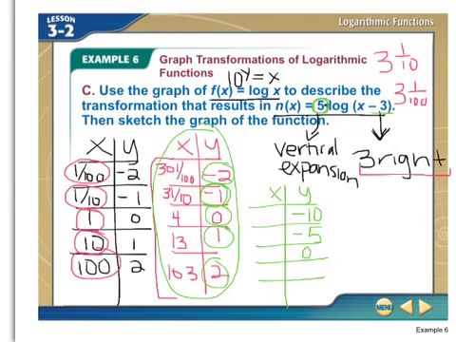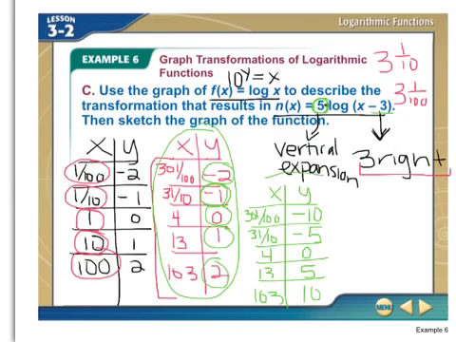0 is still going to be 0. 1 is going to be 5. 2 is going to be 10. And the x-coordinates are unaffected by our vertical expansion. They stay the same, right? So 301 over 100, 31 tenths, 4, 13, and 103.